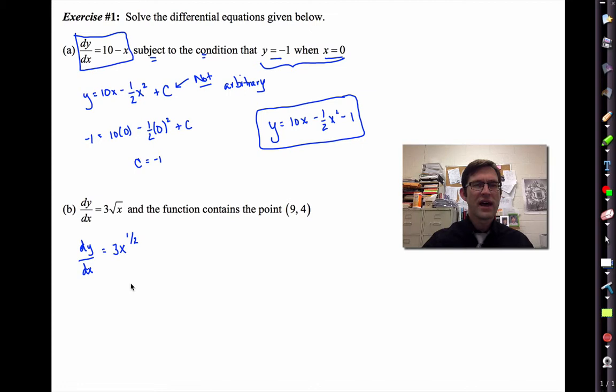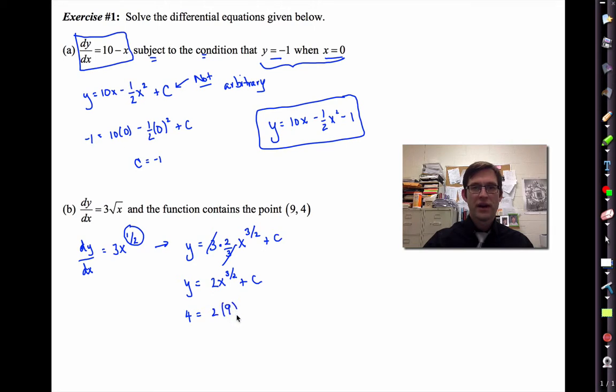This one I don't need to have any kind of chain rule reverse on it, but what I do need to do is bump that 1/2 power up, right? And it's going to go to the 3/2, but then I'll have to multiply by 2/3. Conveniently, we get some 3's to cancel, and I'm left with y equals 2x to the 3/2 plus c. Now I have to solve for c, so I'm going to put in 4 for y, and I'm going to put 9 in for x.